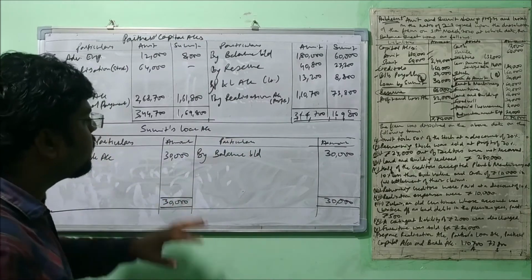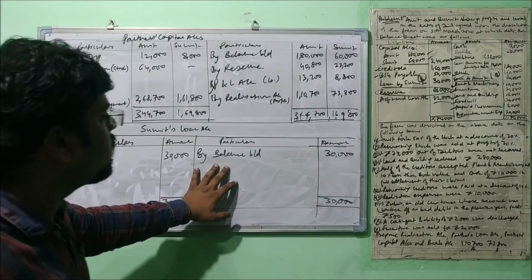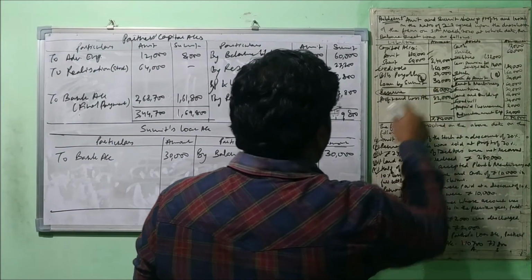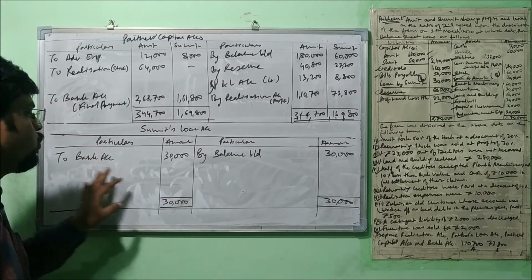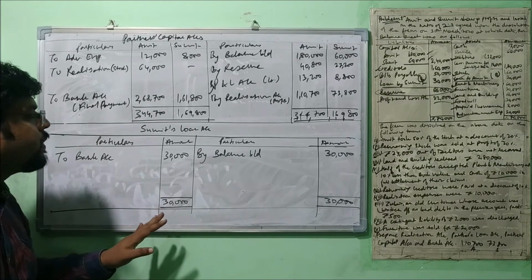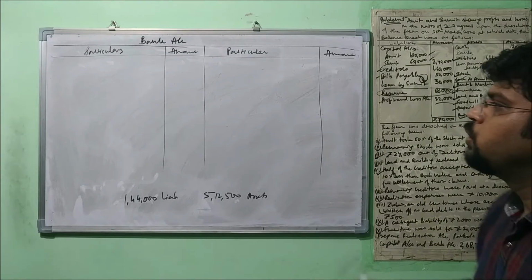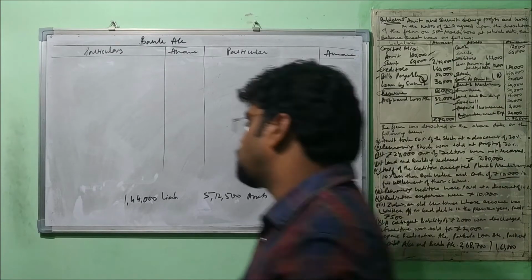Understood the point? Okay, so we prepared Sumit's loan account. This was the balance we did. This 30,000 has been brought here and it was paid to the bank account. Alright, now it's time to prepare the bank account. So this is the format of the bank account. Let's put the values here.